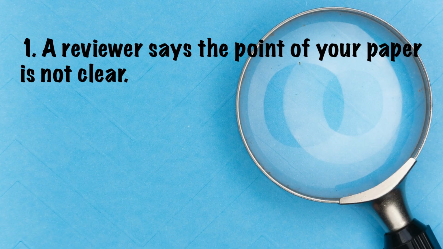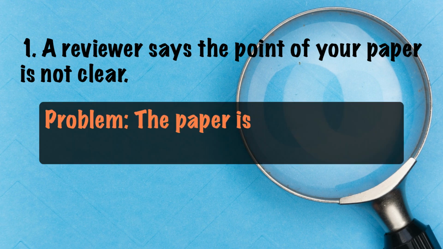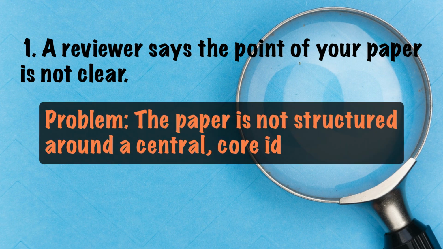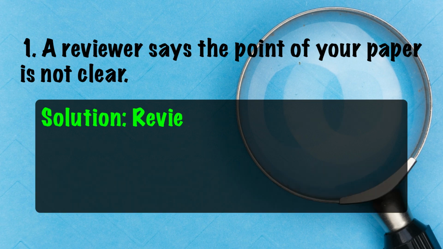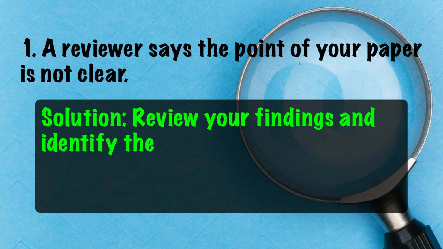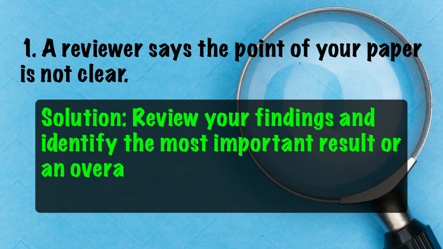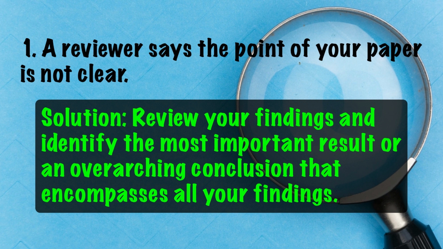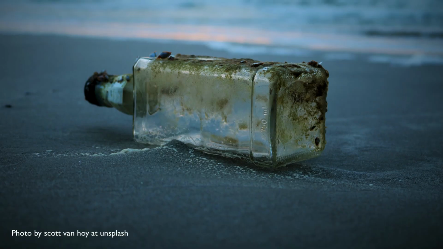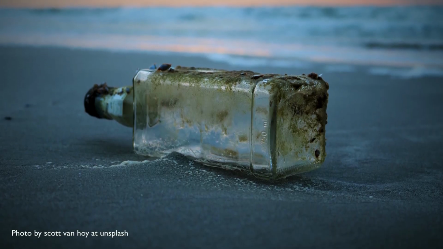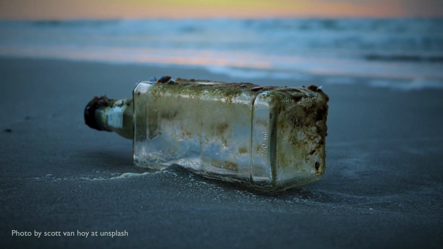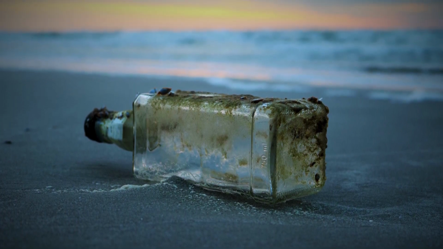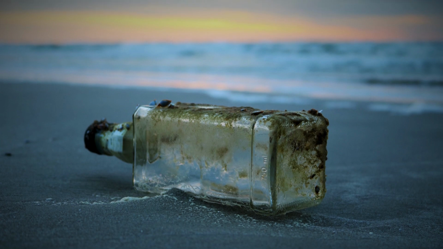A reviewer says the point of your paper is not clear. This comment indicates that your paper has not been structured around a central core idea. Review your findings and identify the most important result or an overarching conclusion that encompasses all your findings. Think of it as a message in a bottle. What would you write so that a colleague finding the bottle on the beach would understand what your paper is about and want to read it?